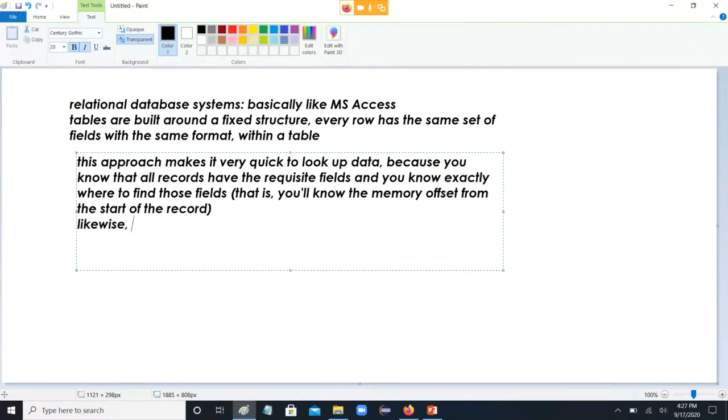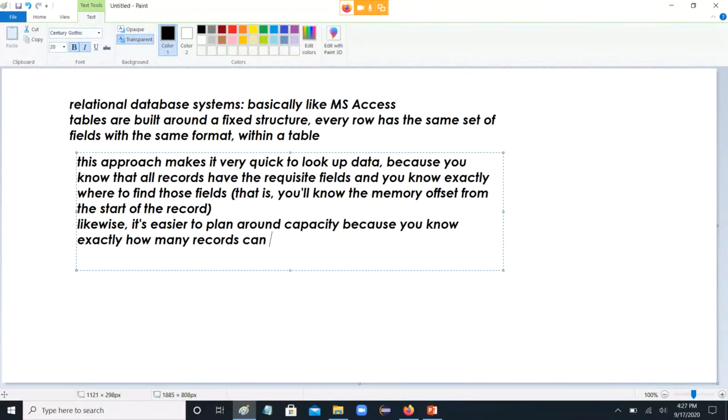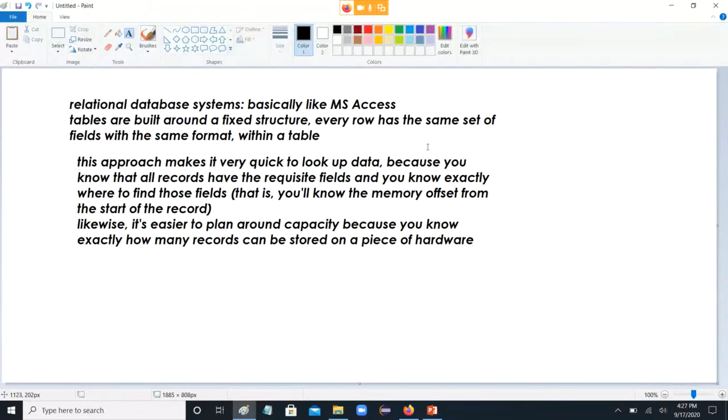Likewise, it's easier to plan around capacity because you know exactly how many records can be stored on a piece of hardware, okay? So it has some nice things, right? That structure makes it easier to do certain things.